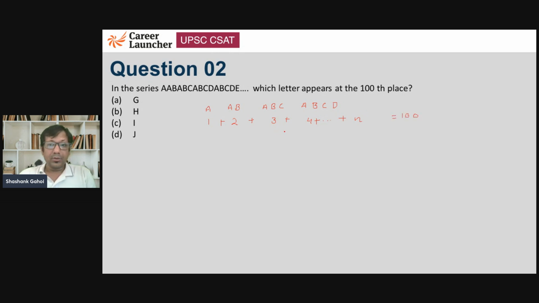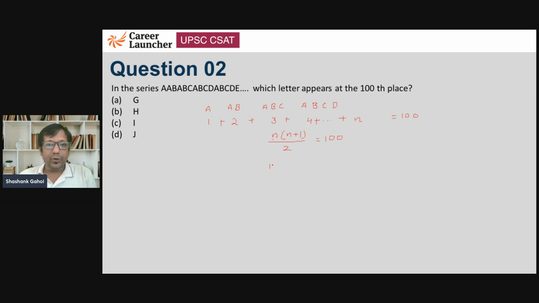So the sum of the first n numbers can be given by n into n plus 1 divided by 2, and that's equal to 100. Now let's take a random value of n. Let's assume the value of n is, let's say, 10. So 10 into 11 by 2 comes out to be 55. This is a very small value, so let's move up a little bit. Let's go with 14.